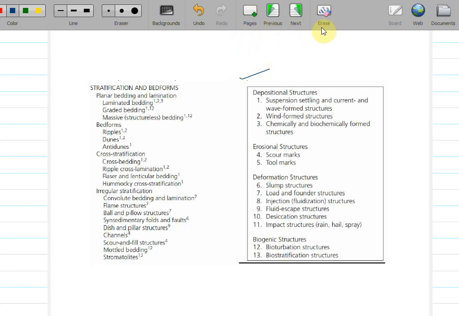So in this video, we will discuss the rest of the sedimentary structures, such as irregular stratification. And under irregular stratification, we will discuss all these structures like flame structure, convolute bedding and lamination, ball and pillow structures, dish and pillar structures, scour and fill structures. Also, we will discuss the biogenic structures.